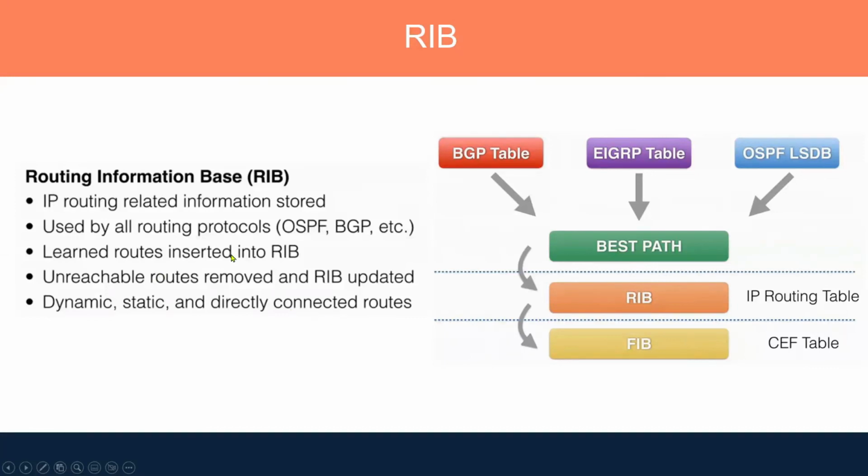That's the IP routing table. And what is it going to learn? What kind of routes is it going to learn? RIB learns any dynamic route, static route, or directly connected route. All those routes would be on the RIB table, and from RIB itself, FIB is getting those routes. The same which we discussed. Unreachable routes will be removed and updated in the RIB table.